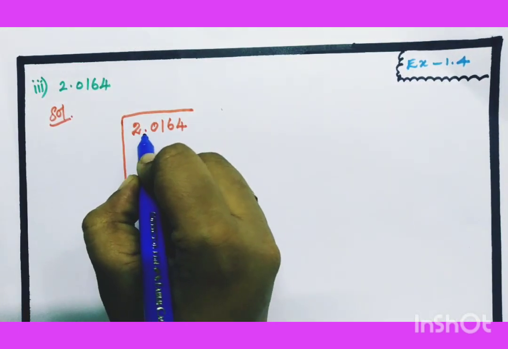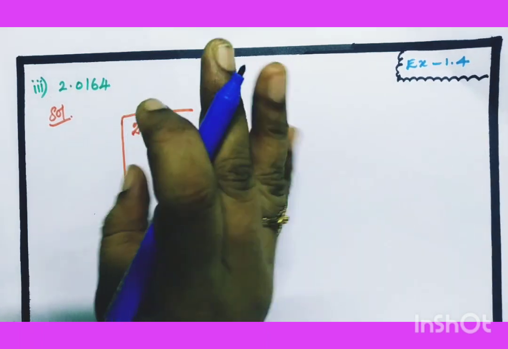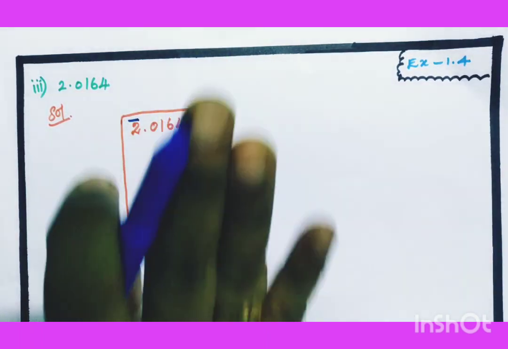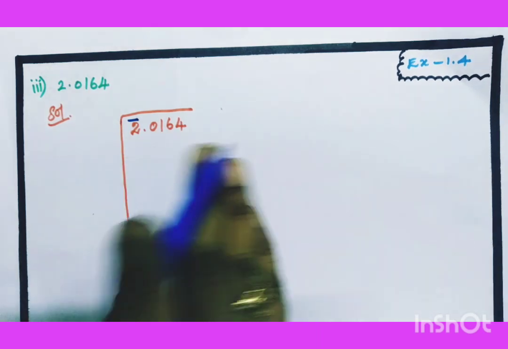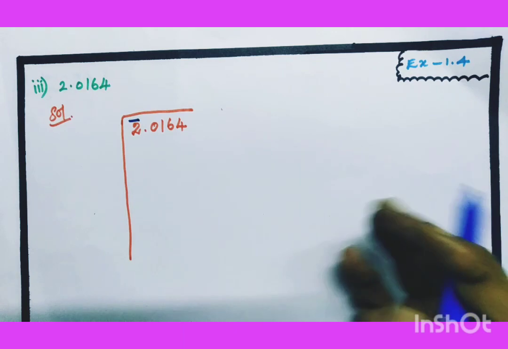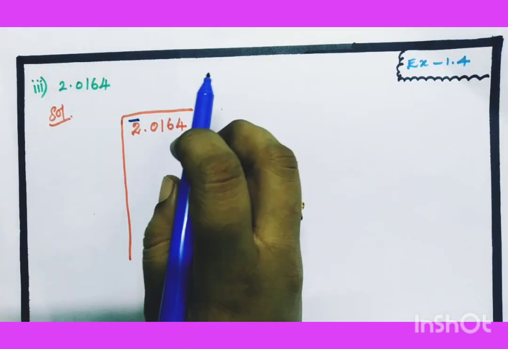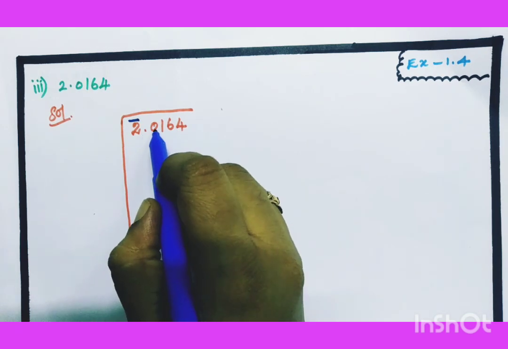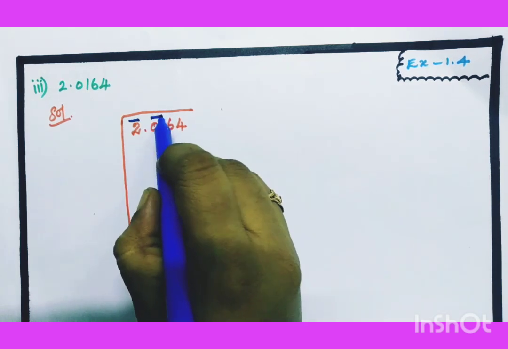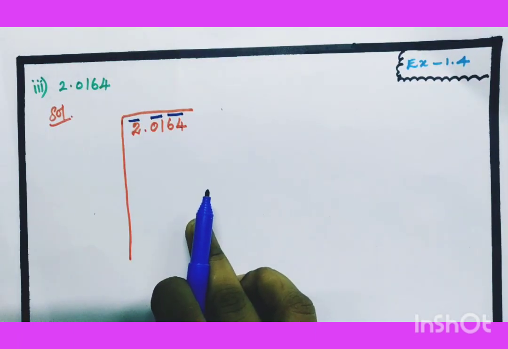First see only the whole numbers. Before the point, only 2 is there, so make that the pair. That's all. Next, what I said, the decimal numbers are separate. Start from the point and make them as pairs. So I am going to start from the point. 0 1 is the pair, 6 4 is the pair. That's all. Understood? This is very important.